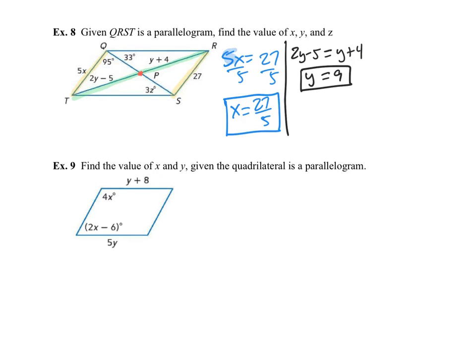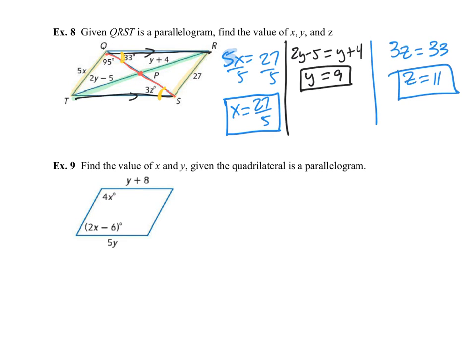And then last but not least, let's find the value of z. Well, this is a parallelogram, right? So that means that opposite sides are parallel. So I've got these parallel sides and I have a transversal, okay? And when parallel lines are cut by a transversal, we know that alternate interior angles are congruent. So that means that 3z is congruent to 33. So that's the equation we'll use. We're going to say that 3z is equal to 33. So therefore, z is equal to 11.